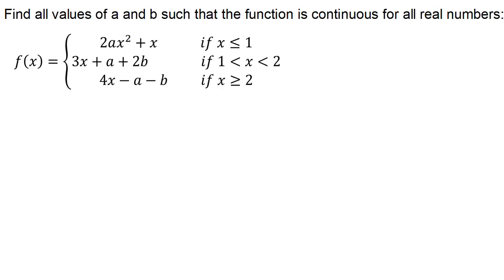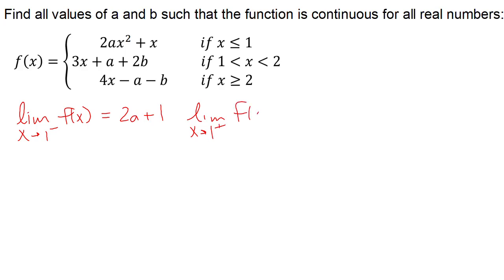And we've just got one more of these here. So for this one, we're going to, again, use the exact same process. We'll do a limit as x approaches 1 from the left to begin with. So 2ax squared will just be 2a, and then plus 1. And then we do the limit as x approaches 1 from the right of f of x. Well, that's going to be 3 times 1, which is 3, plus a plus 2b. So what we need is 2a plus 1 to equal 3 plus a plus 2b.